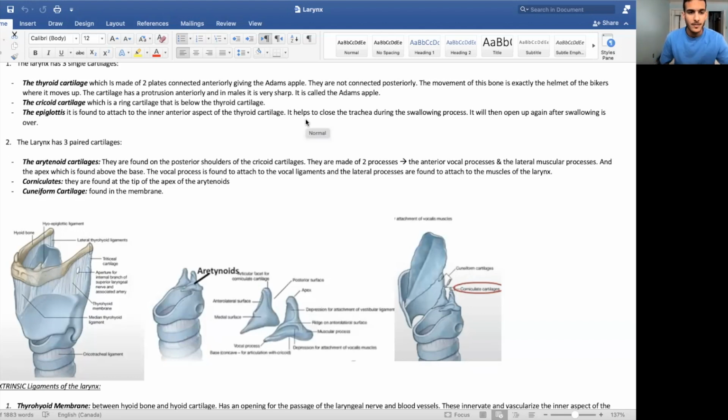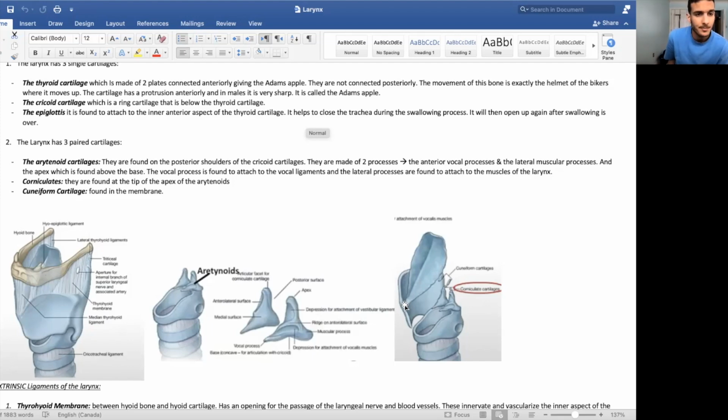Okay, so far we've talked about the thyroid cartilage, the cricoid cartilage, and also the epiglottis. And these are the non-paired cartilages, single cartilages of the larynx. The larynx also has paired cartilages, and they're smaller pieces that are found in close relation with the single ones. Just remember that the thyroid cartilage is attached to the cricoid cartilage on the lateral aspects. And the epiglottis as well is attached to the anterior inner surface of the thyroid.